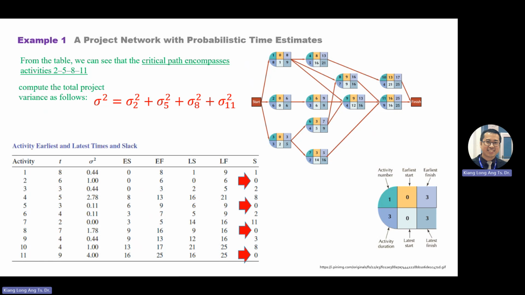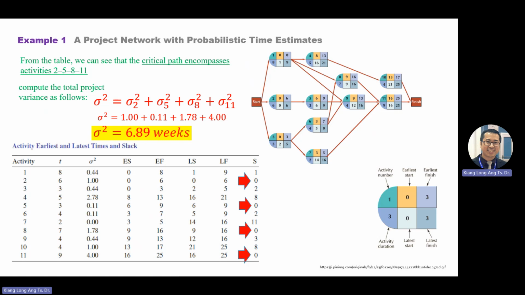For variance, if you can, use a minimum of two decimal places in this case. But when it comes to your probability later, if you can, three decimal places is good for your calculation. So you put in the numbers for variance: 1 plus 0.11 plus 1.78 plus 4. You get one number. The variance is 6.89 weeks.